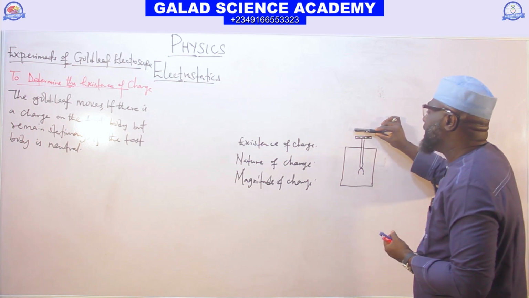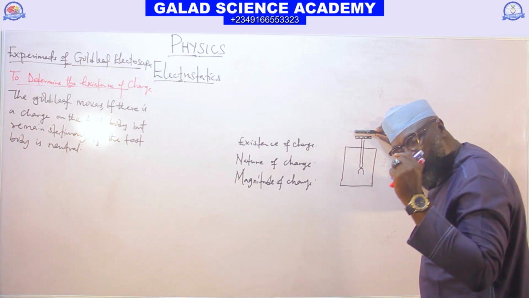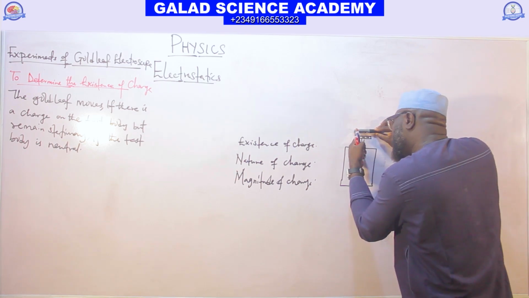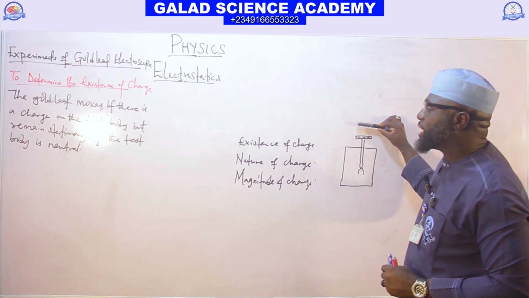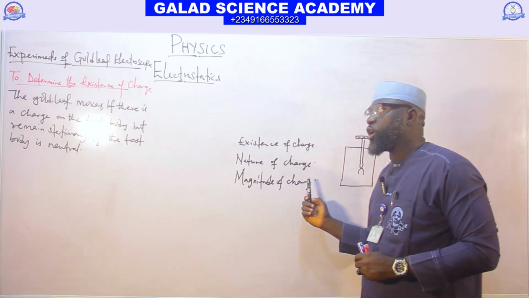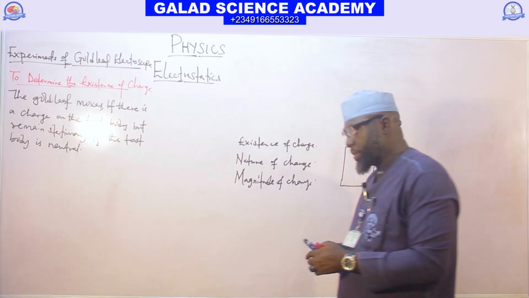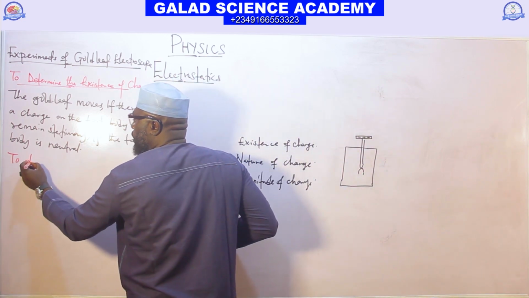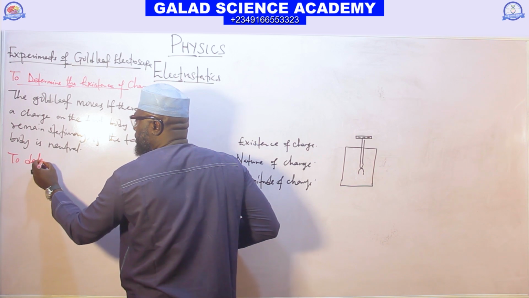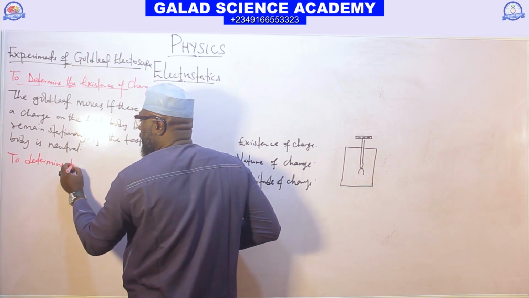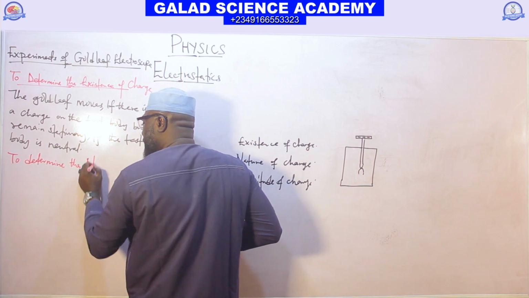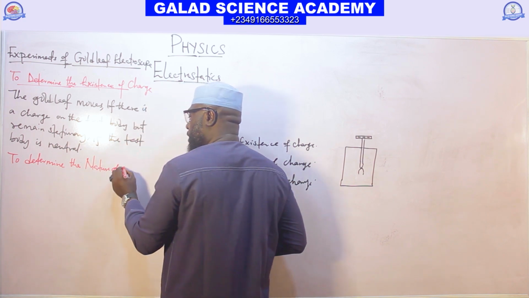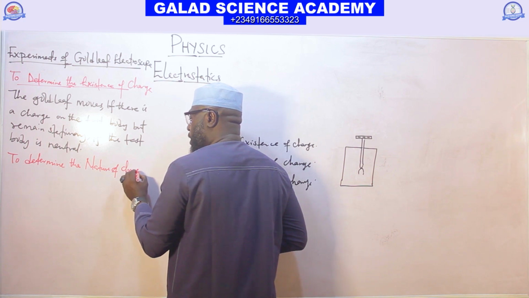But if this test body is a charged body, I want to know the kind of charge that I have on this test body. Is this positive or negative? That is what we call the nature of charge. The second experiment is to determine the nature of charge.